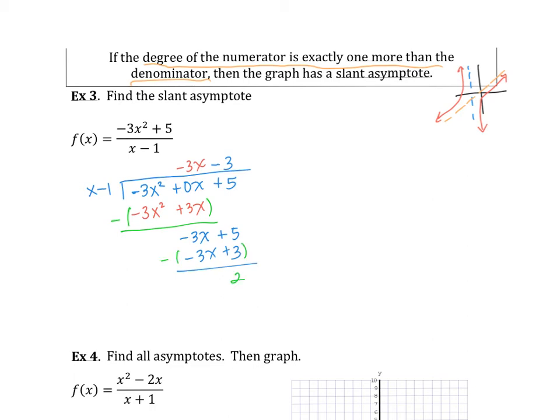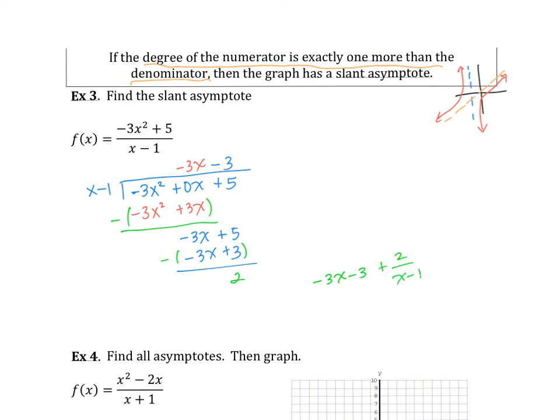Okay, and do make sure you go all the way till you finish your long division if you're doing long division. Okay, I'm going to write down what this would look like as a mixed number, and then I'm going to adjust it because it's not actually accurate for the slant asymptote. If I wrote this as a mixed number, it would be y equals -3x minus 3 with a remainder of 2 over x minus 1.